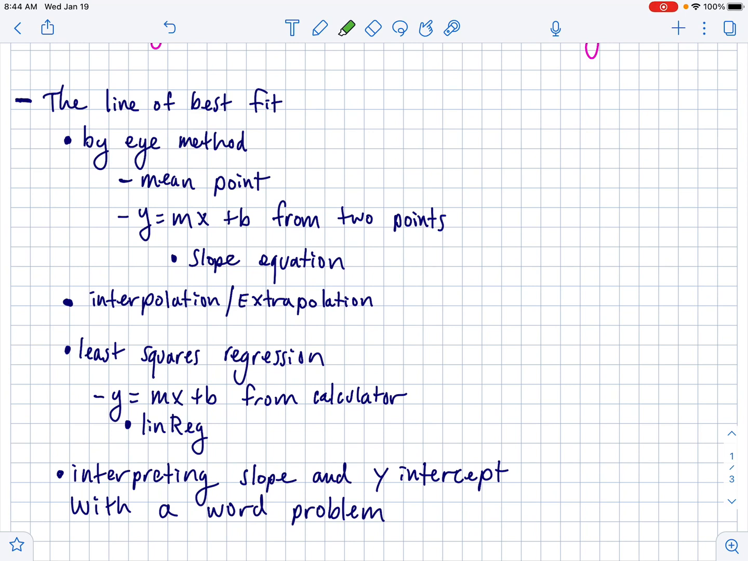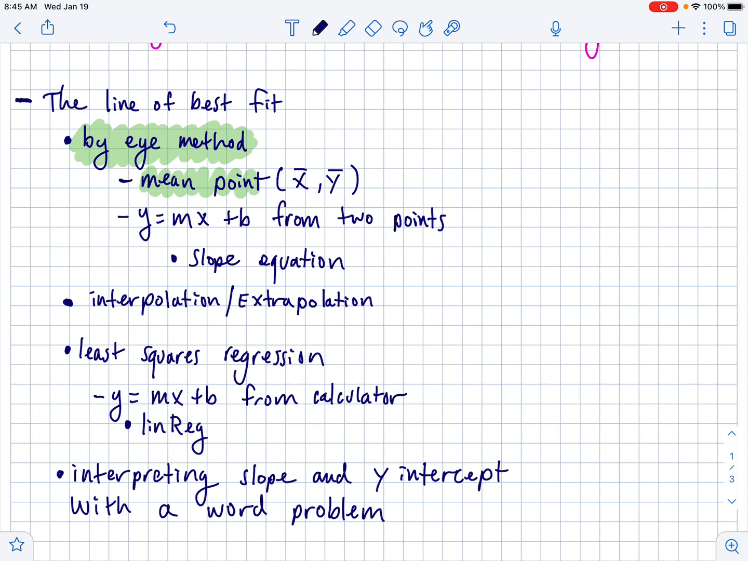Then we talked about the line of best fit. We started out by talking about the by eye method, which is finding a line that goes through the mean point. The mean point, just to remember, is x bar, y bar. Your by eye lines of best fit should go through the mean point. They should get about half the points above and half the points below and go with the trend of the data. Like if it looks like it's going a little bit uphill, your line should go uphill.